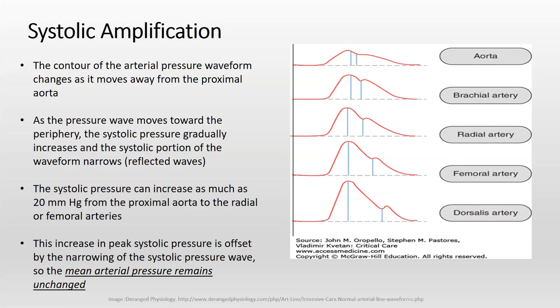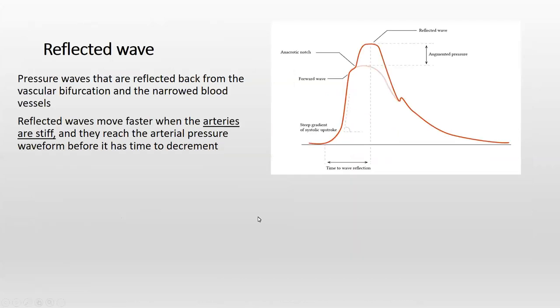femoral arteries. And I'm going to come to what this comes from. But the important thing to remember is the increase in peak systolic pressure is offset by the narrowing of the systolic pressure wave. So our MAP actually remains the same despite the changes in systolic pressure. And why does that happen?